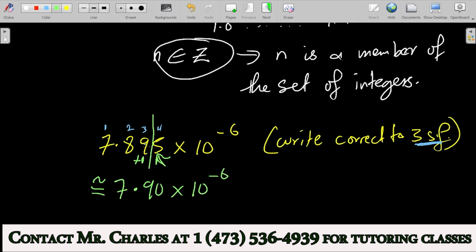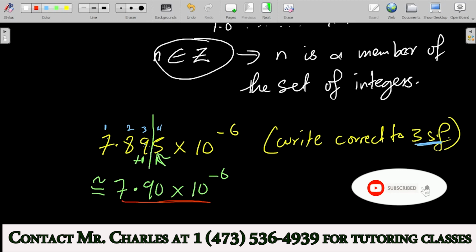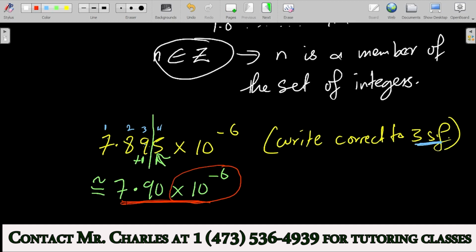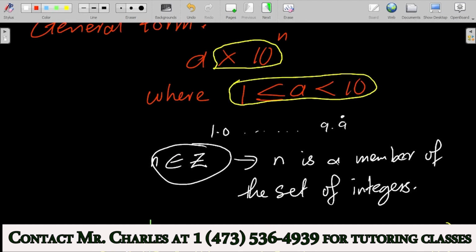times 10 to the power of negative 6. Okay, so when you are considering to write this type of numbers in significant figures, you don't consider the times 10 part. Okay, you only consider the part that represents A. That's the only part you're gonna round off to a certain number of significant figures or a certain number of decimal places, as the case may be. You do not round off the times 10 part.